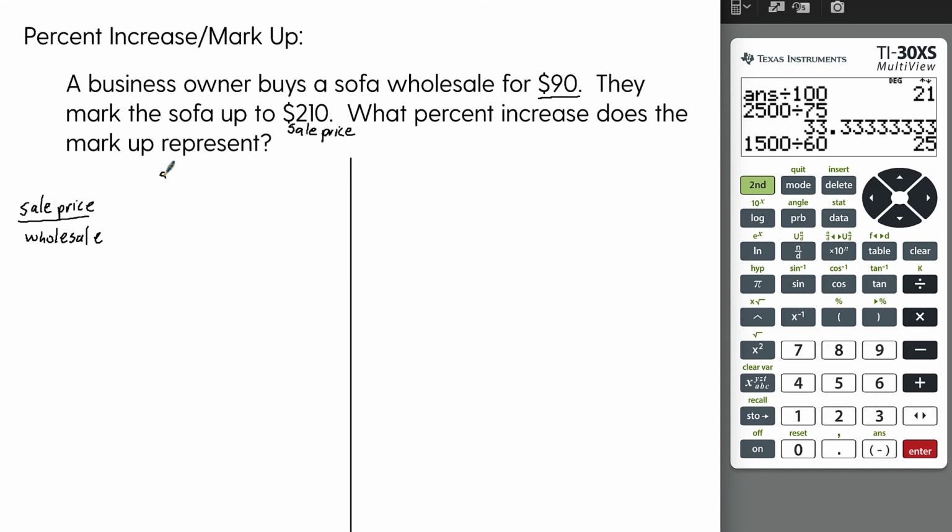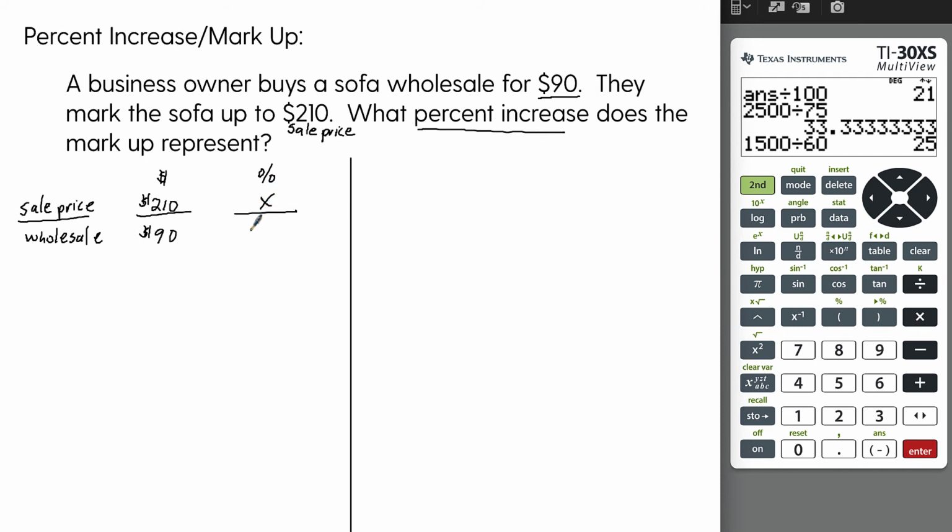And then again, we're comparing money to percents. Oh, geez. Let's have all the... There we go. There's percents. So we know that the wholesale price was 90. And we know that the sale price is 210. And what we want is what percent increase. So we're trying to find the percent.